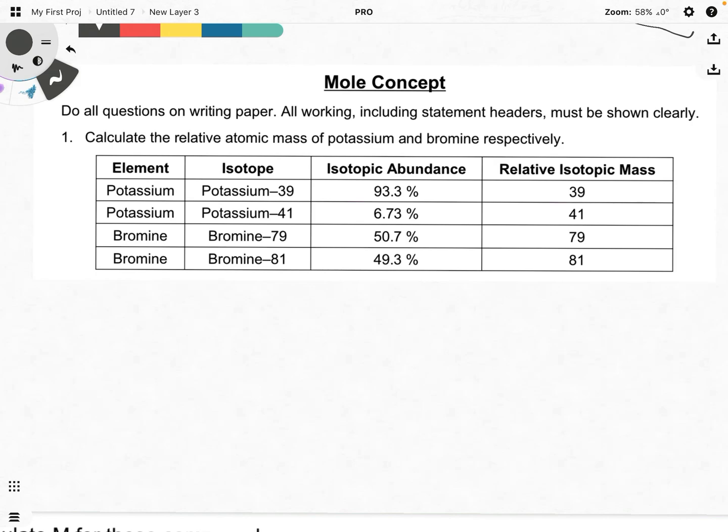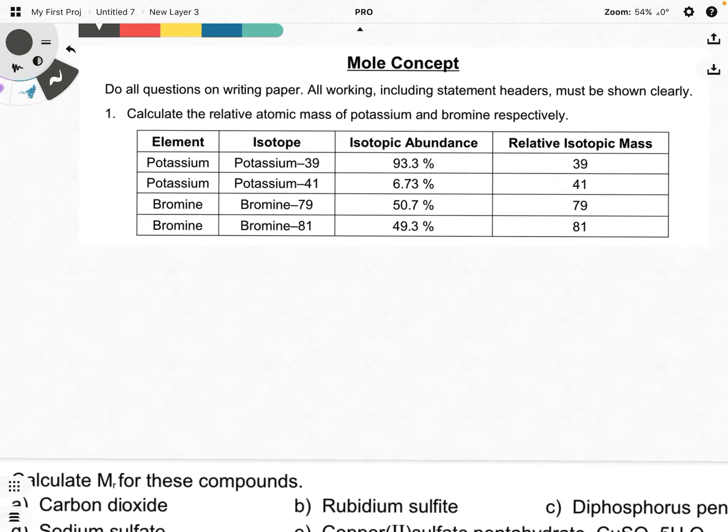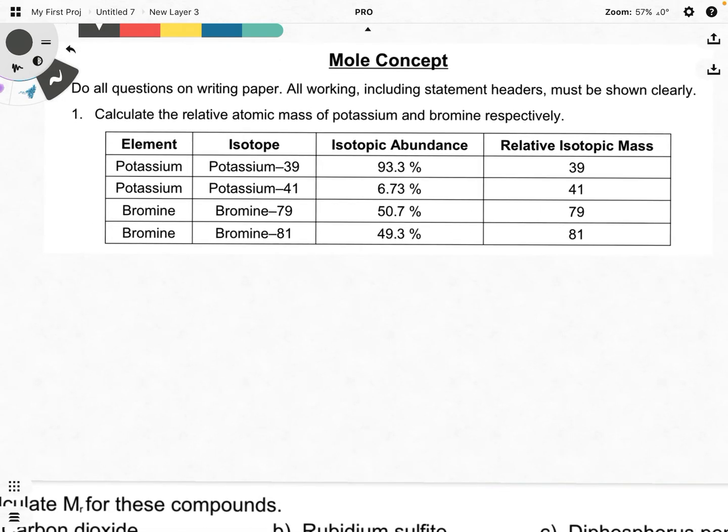Question 1 asks you to calculate the relative atomic mass of potassium and bromine respectively. When you're doing such questions, I would like you to always write down what you're supposed to calculate. What do I mean by that? For example, calculate the relative atomic mass. This is the symbol of potassium. Then you put equals to. So how would you calculate the relative atomic mass of potassium?